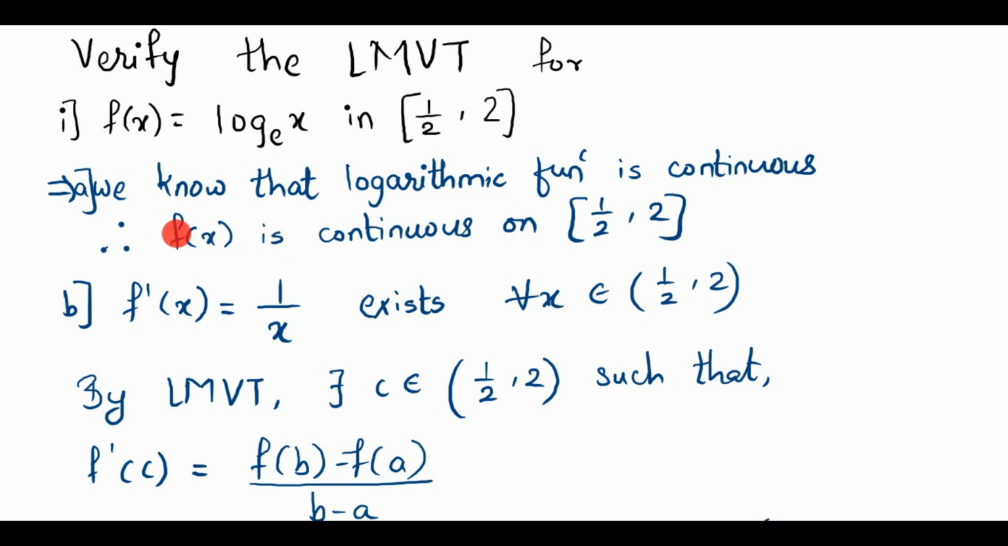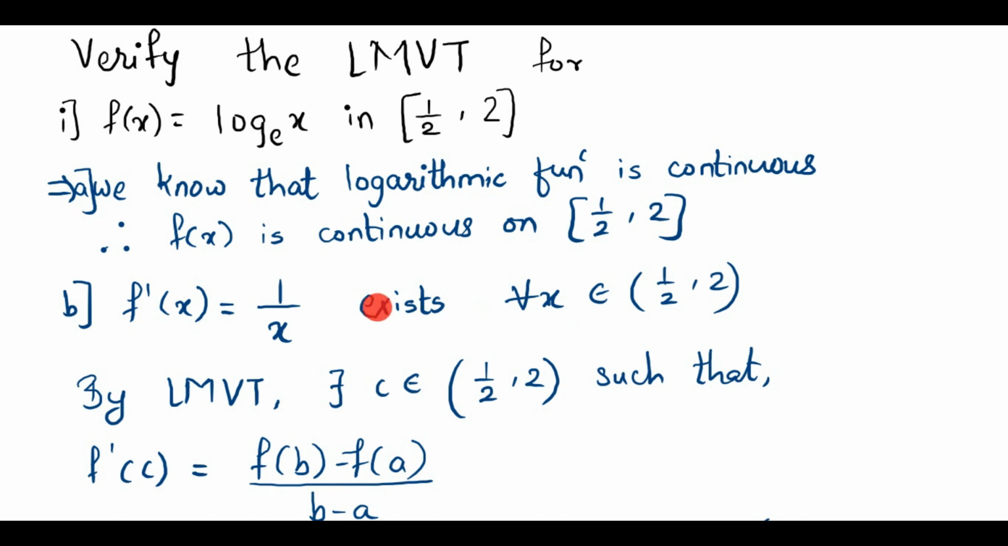So here our first condition is satisfied, that f of x is a continuous function in the interval half and 2. Now our second condition is that its derivative must exist. So what is the derivative of log x? It is 1 by x. So f dash of x we got here is 1 by x.